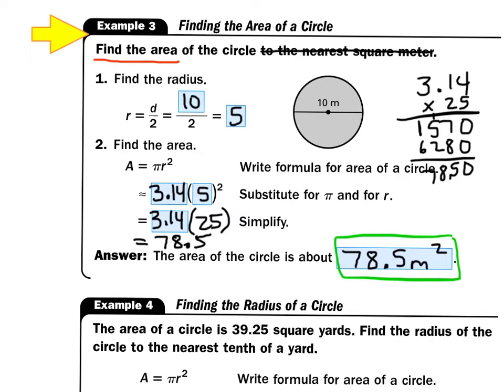Now remember, order of operations, you have to do the exponent first. So square the 5 first. So 5 to the second power is 25. And remember, the last thing you do is multiply by pi. So 25 times 3.14 gives you 78.5. And now don't forget to label it. The area is 78.5 meters to the second power. Area is always units to the second power.